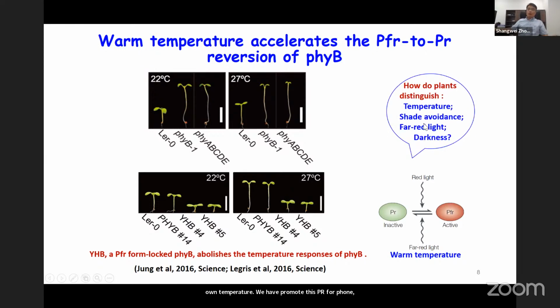However, besides temperature, other signals such as shade avoidance, far-red light, and darkness all regulate this process. So how plants distinguish these signals is still unclear.